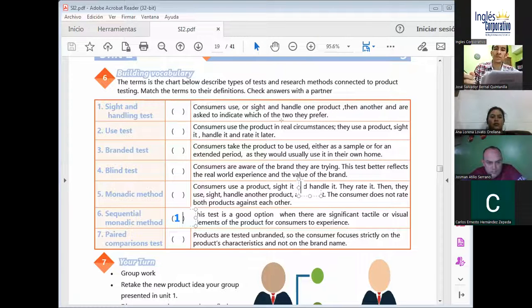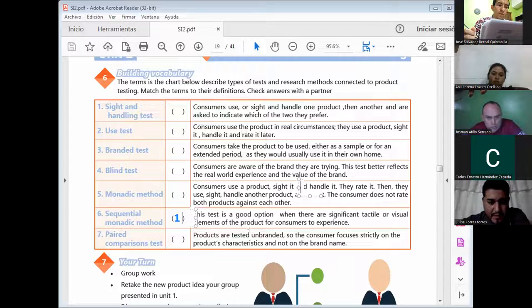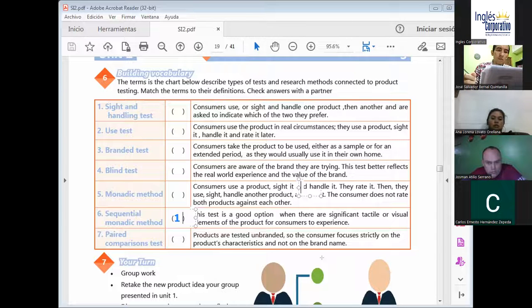If this customer use function and handle problem and all. Maybe the last is the three. Product unbranded. So the consumer focuses strictly on the product characteristic and not on the brand name. Tal vez para identificar las marcas.